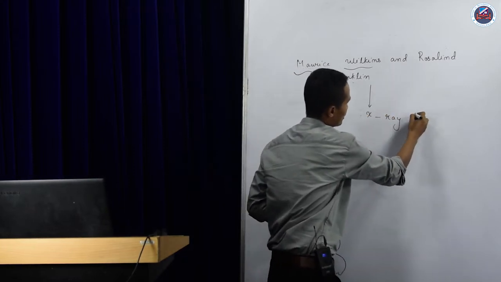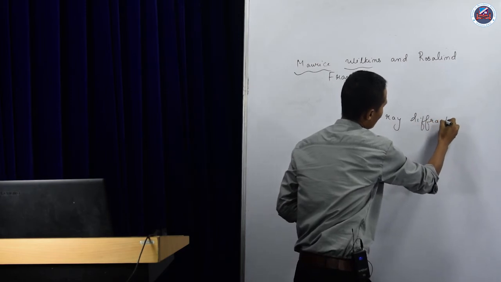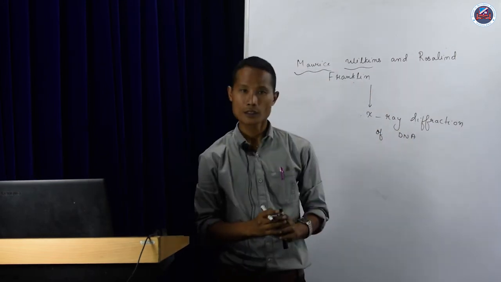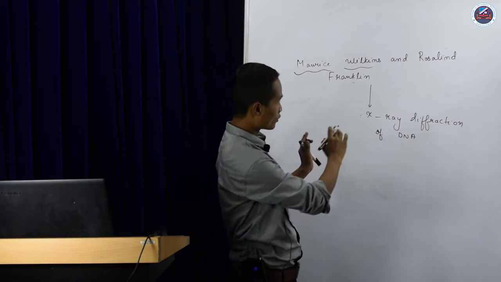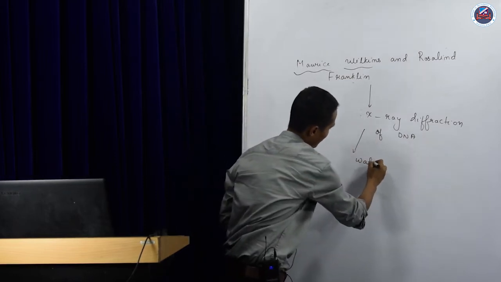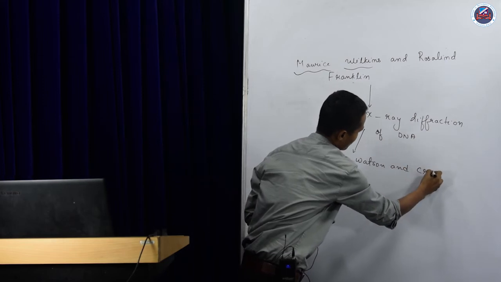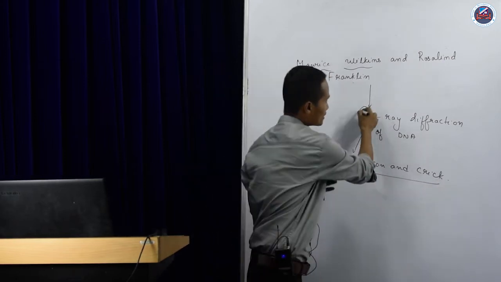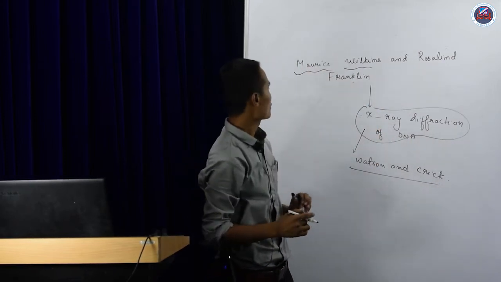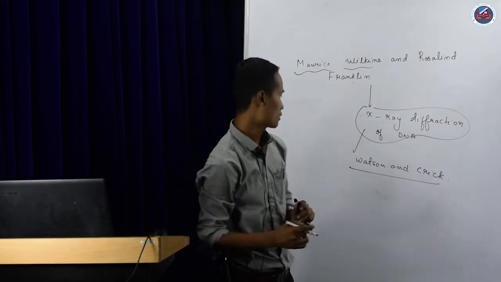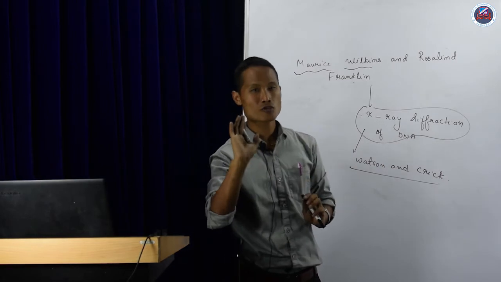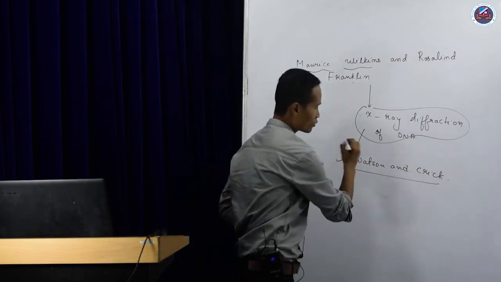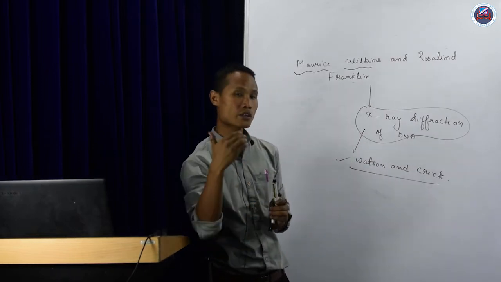X-ray diffraction of DNA. Through X-ray diffraction, they provided the data to Watson and Crick. With this data given by Maurice and Franklin, a double helical structure of DNA was given by these two scientists. They explained it and gave the postulates.